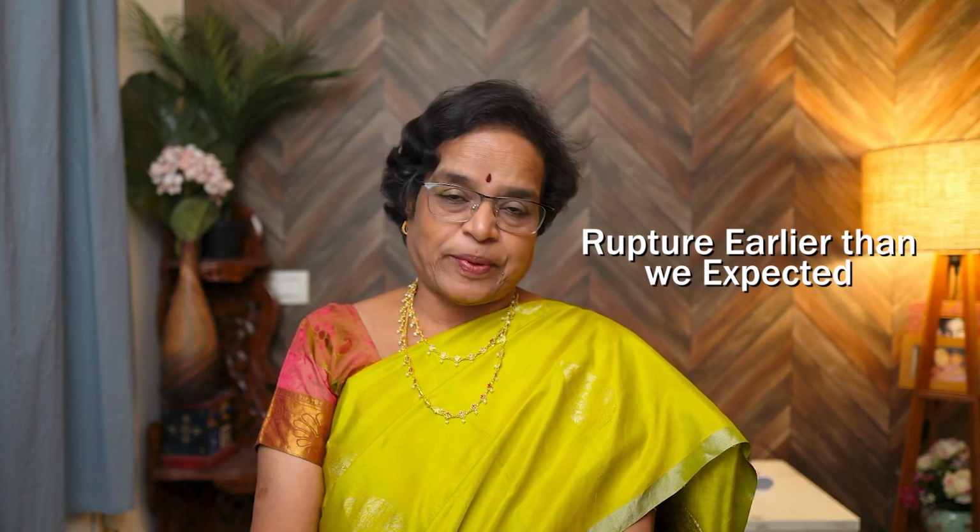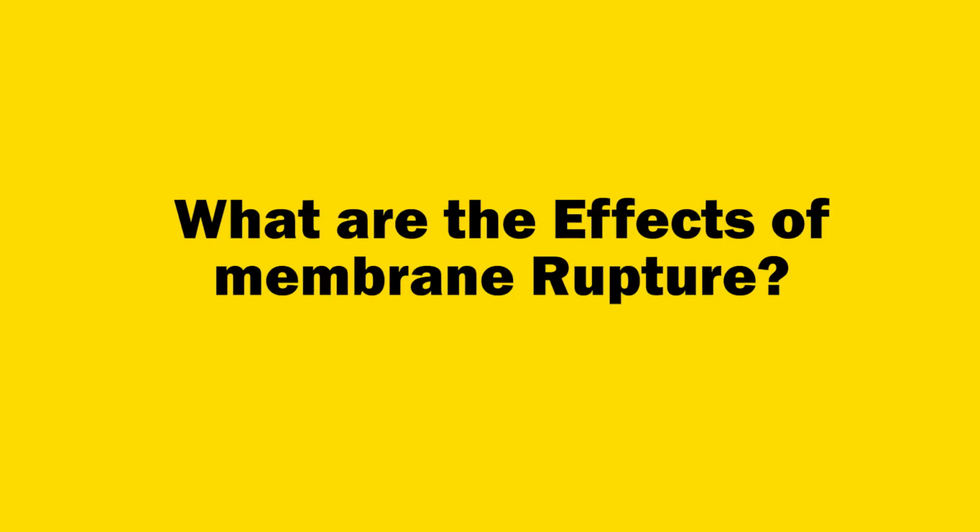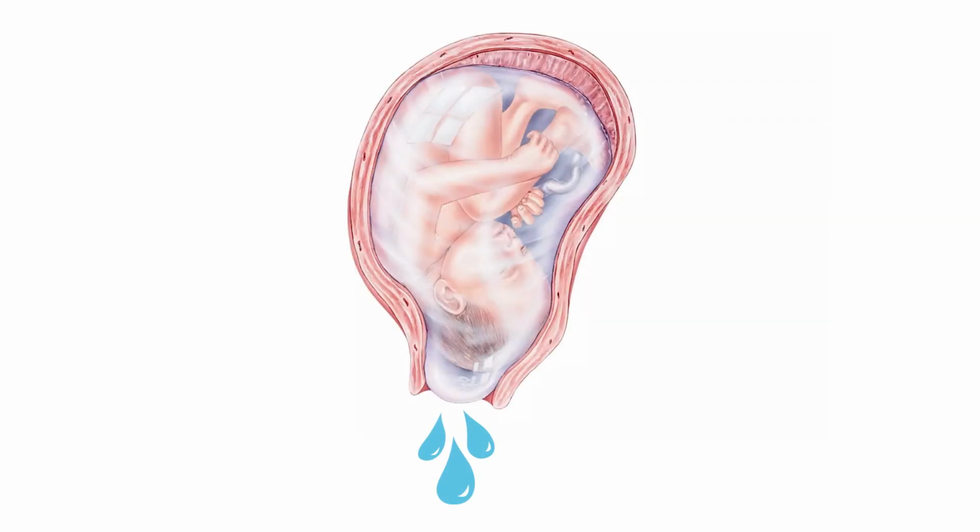For a very few people, the membranes can rupture or leak much earlier than expected. It can be any time during pregnancy. It can be the 5th, 6th, 7th or 8th month. What will happen if the membranes rupture and the fluid leaks? It depends upon the time at which the membranes rupture. What are the effects of the membrane rupturing? Whenever there is a leak, what will happen?